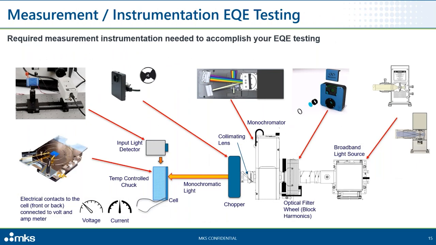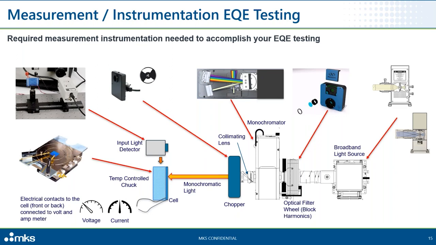Okay, so this is just a quick overview. We started off with a broadband light source. It goes through a filtering system. The filtering system then allows that light to go into, in this case, a monochromator. The monochromator can break that light up into its individual wavelengths. You can then get monochromatic light coming out.